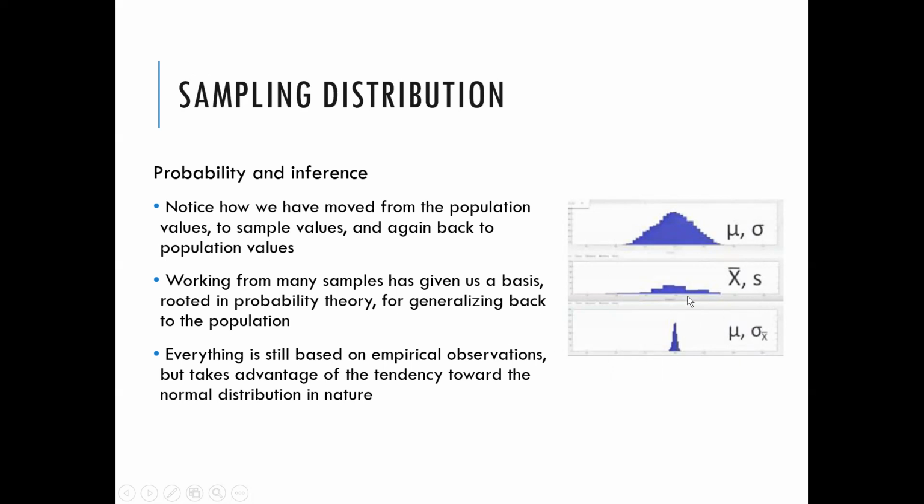Here we see a sampling distribution, and it has a mean that is equivalent to the population mean, and then a standard deviation of that mean, or the standard error of the mean, sigma sub x bar. Everything is still based on empirical observations, but it takes advantage of this tendency toward the normal distribution in nature.